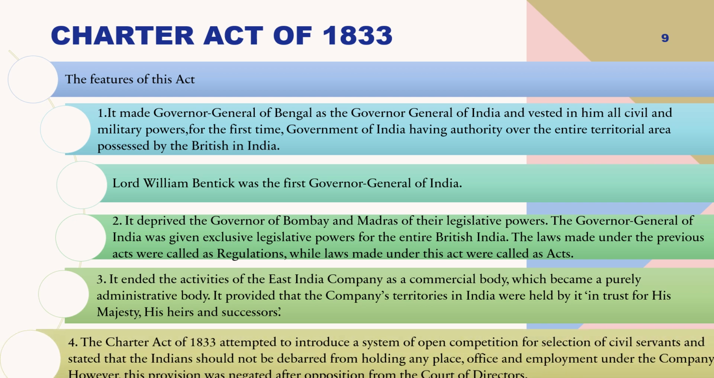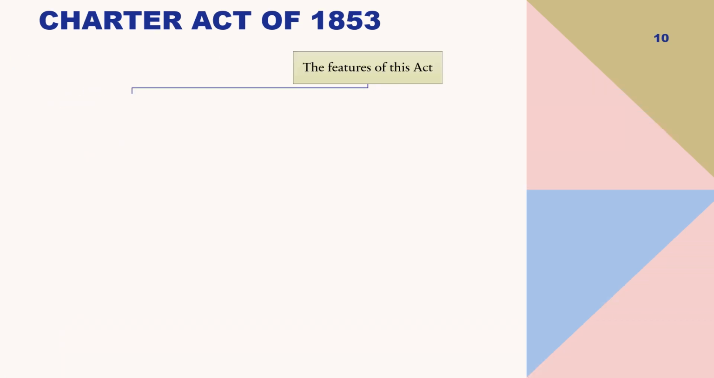The Charter Act of 1833 attempted to introduce a system of open competition for the selection of civil servants, and Indians should not be debarred from holding any place, office, or employment under the company. However, this provision was negated after opposition from the Court of Directors. Next one is the Charter Act of 1853.